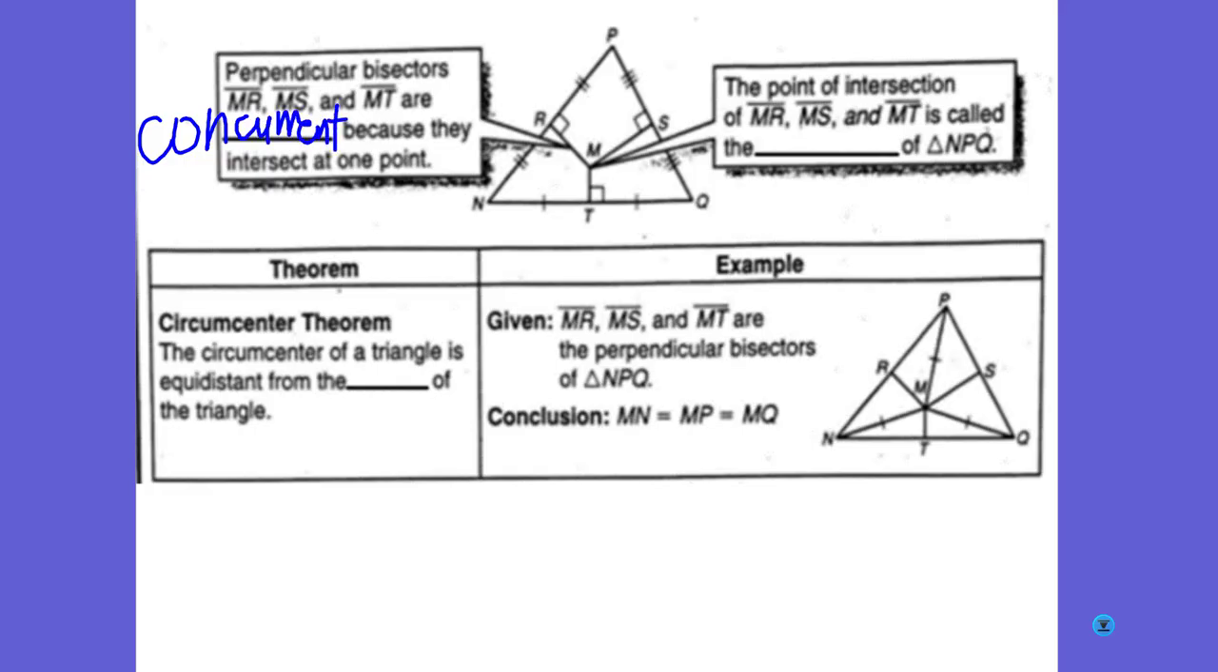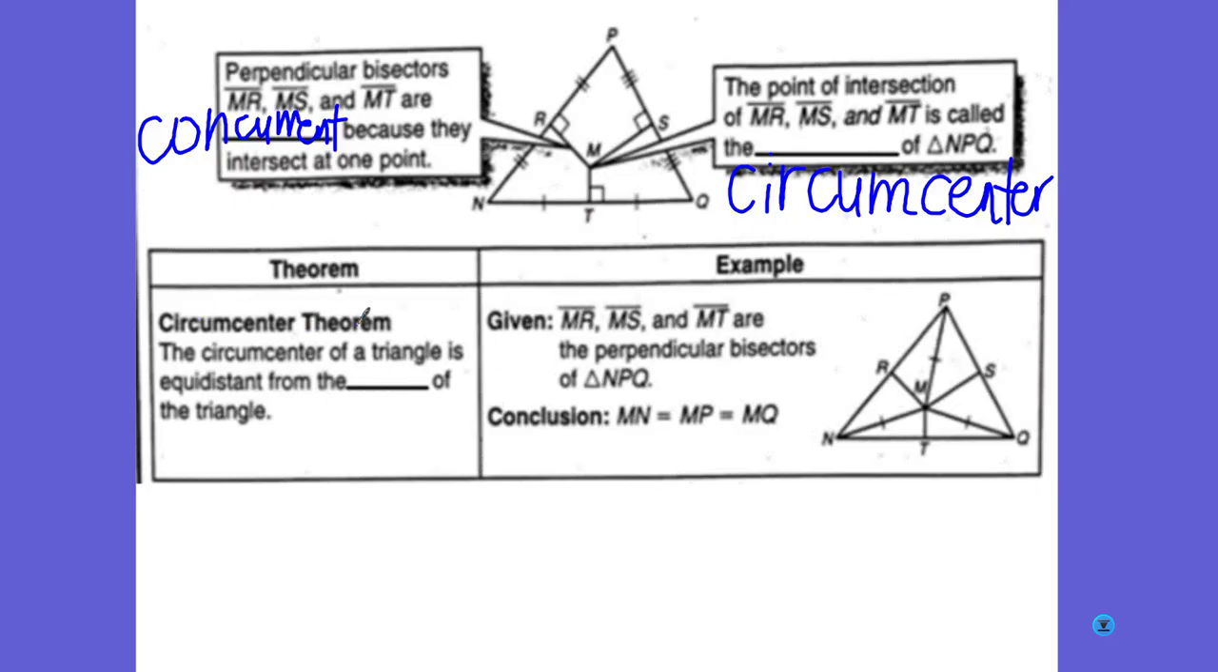Concurrent, that's just a fancy vocab word to say that they intersect at one point. They all are going to meet. So that's a cool thing about triangles. In every triangle, if you find all three perpendicular bisectors, they're going to intersect at a common point, and that point is called the circumcenter. So point M is the circumcenter of this triangle. It's the point of intersection of the three perpendicular bisectors.